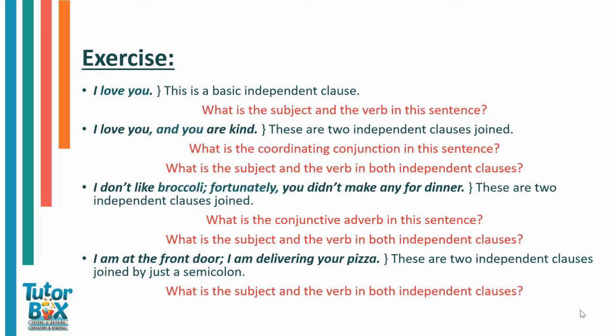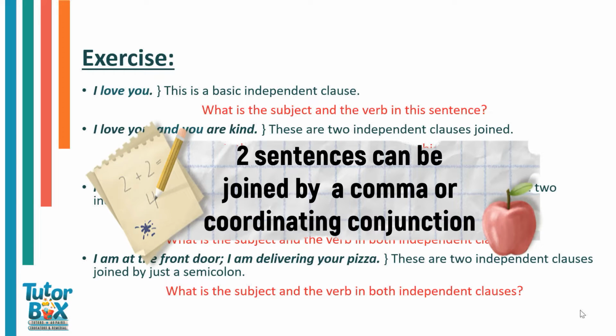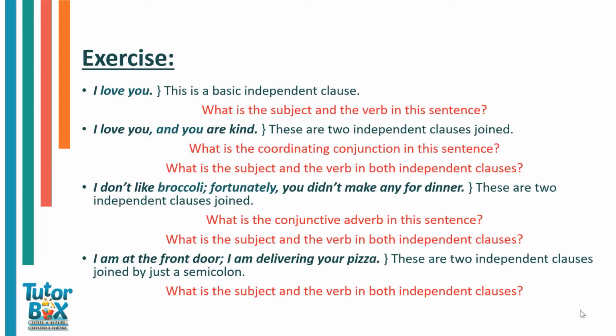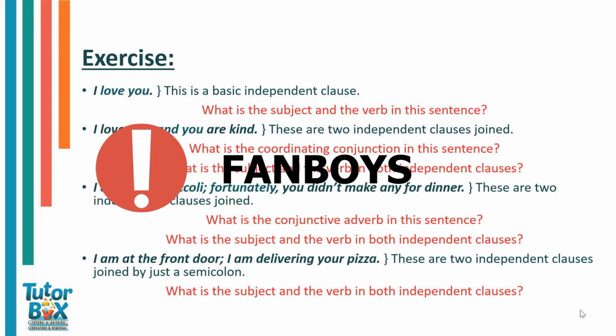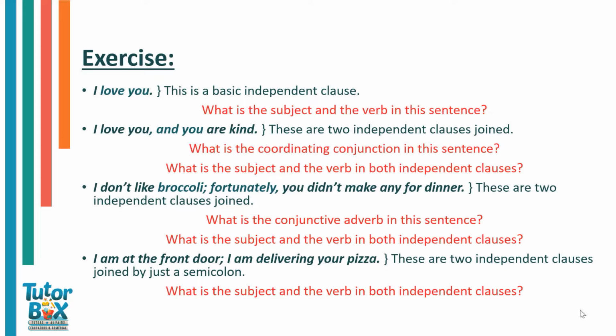I'm sure then you've gathered that love would be the verb. The second sentence is I love you and you are kind. So the first question for this sentence is, what is the coordinating conjunction in this sentence? I hope you all picked up that the coordinating conjunction in this sentence is the word and. Remember from the first slide that I showed that two independent clauses can be joined by a comma and a coordinating conjunction. This is definitely the case for the second sentence. Remember that and is a coordinating conjunction because it is part of FANBOYS. It is the A in FANBOYS.